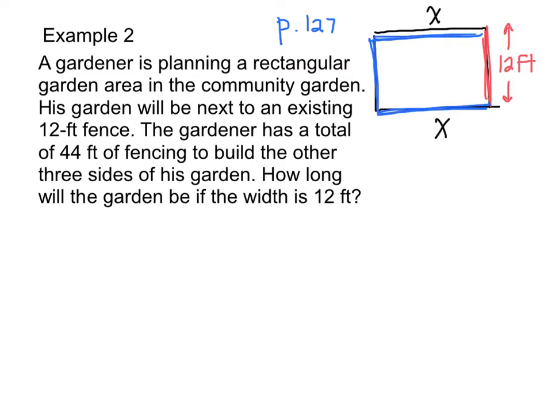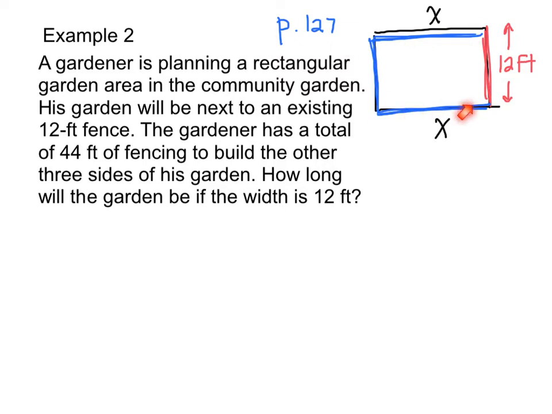Well, just add them up. So if we look at it, we have an x and we have an x. What's this side? This side is the same as the other because it's a rectangle, so we know that's 12. So what equation do you think we'd write?